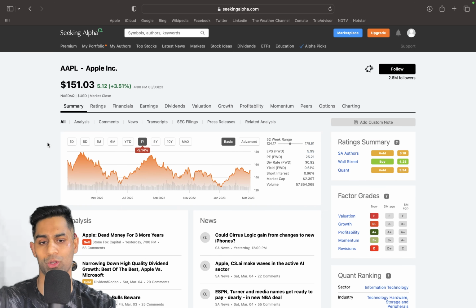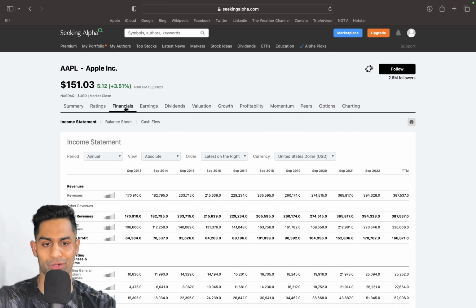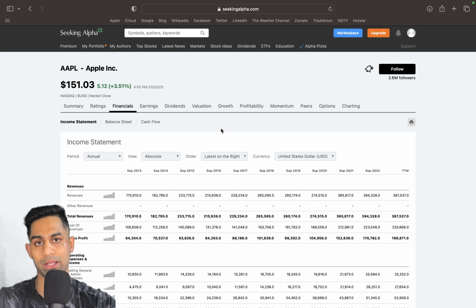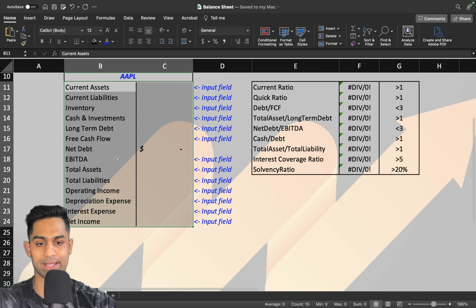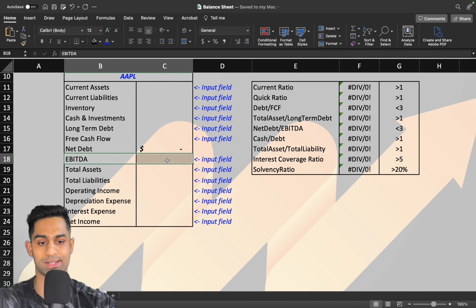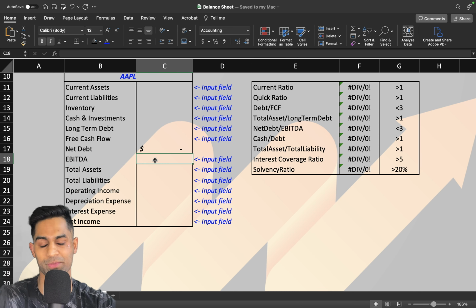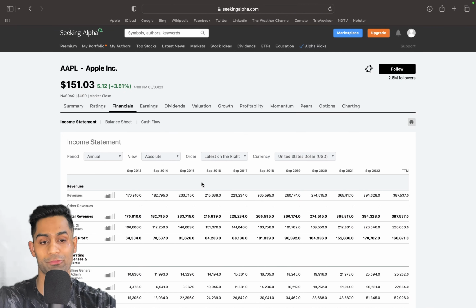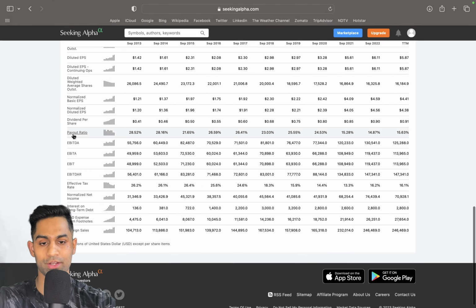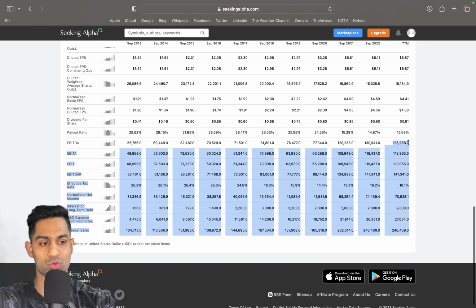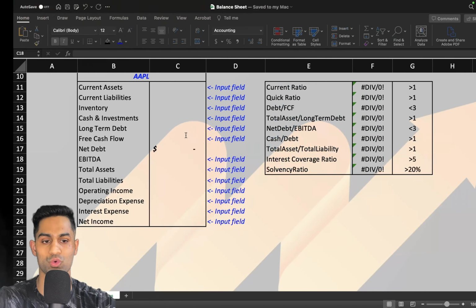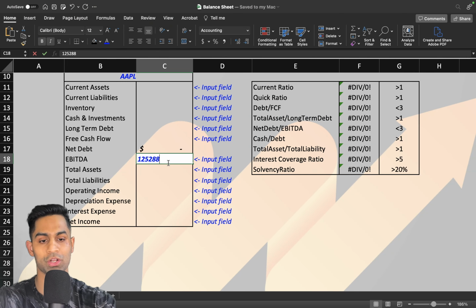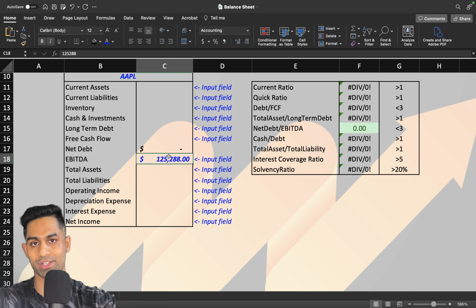And once you're on Apple, all we're going to do is go to the financials, and starting with the income statement, we're going to start plugging in some of the numbers in the input fields. So for example, one of the things that is required for this analysis is EBITDA, right? EBITDA, again, earnings before interest, taxes, depreciation, and amortization. Not going to go into too much detail, but you can scroll all the way down here and find EBITDA, and we're going to take the trailing 12 months at 125 billion. So 125,288, we're going to plug that number in over here. Done. That's your first metric done.